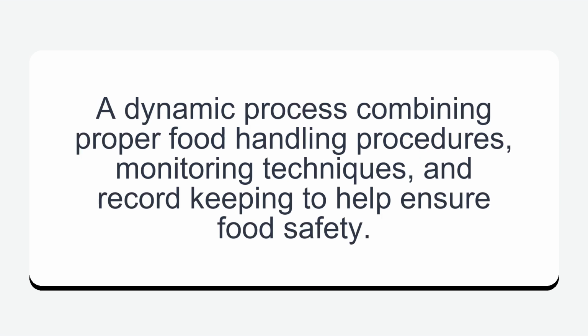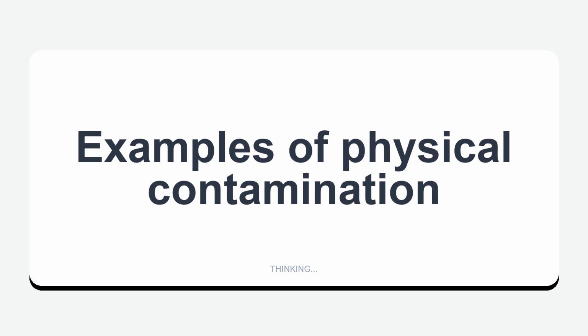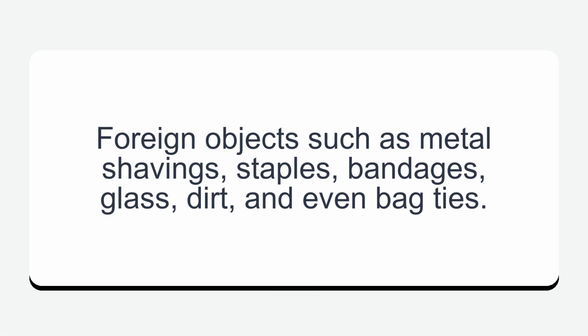A dynamic process combining proper food handling procedures, monitoring techniques, and record keeping to help ensure food safety. Examples of physical contamination: foreign objects such as metal shavings, staples, bandages, glass, dirt, and even bag ties.